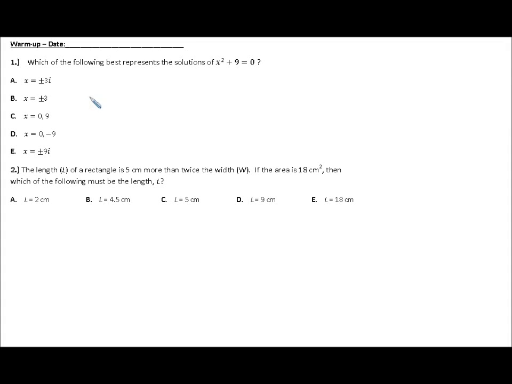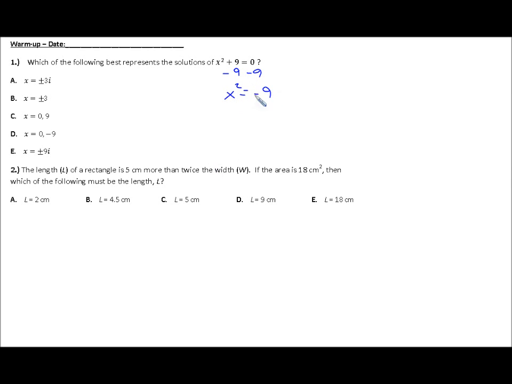Okay, day 2. Number 1. Which of the following best represents the solution of the equation x squared plus 9 equals 0? Very similar to the equation that we saw in day 1. However, if you end up isolating your x squared like we're supposed to, you end up getting this equation, x squared equals negative 9.